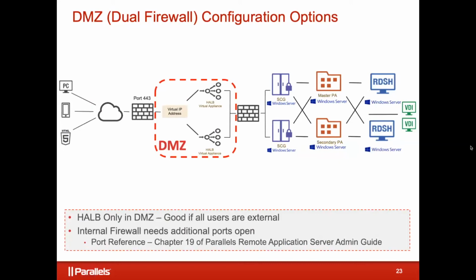Dual firewalls, this is typically what I would do. I would put the load balancers out in the DMZ, and then nothing internally like that. So virtual appliances, it's really low risk, low footprint out in the DMZ. You still only have to have that one port 443 open externally.